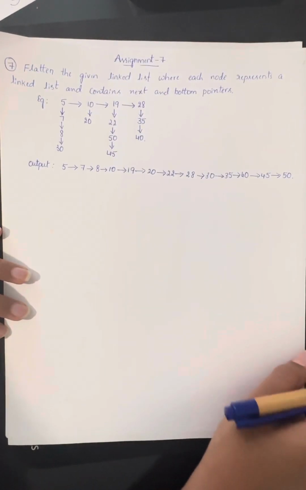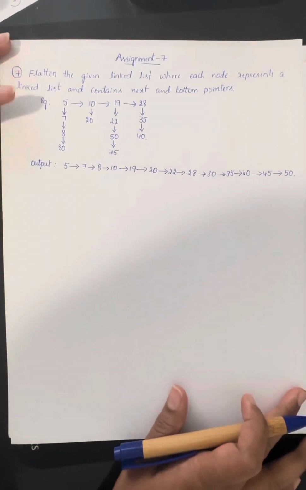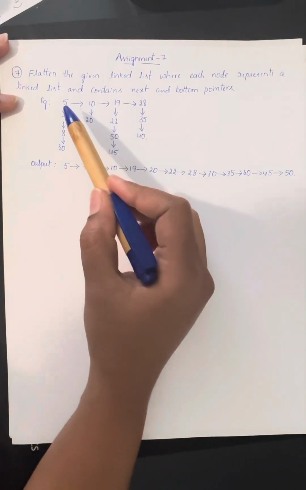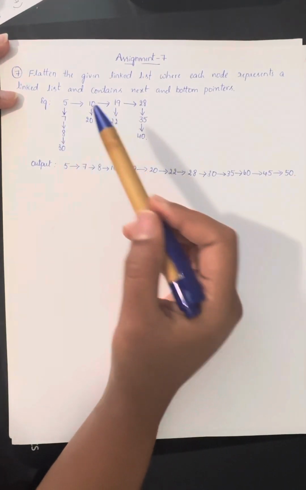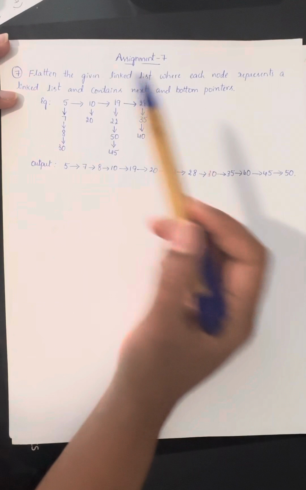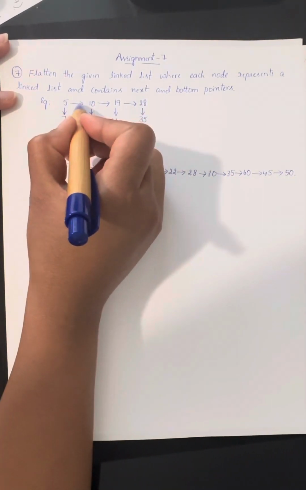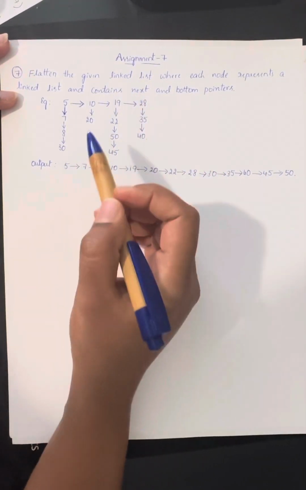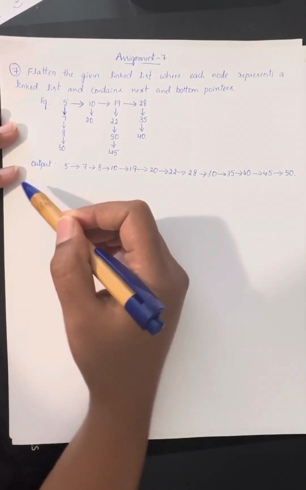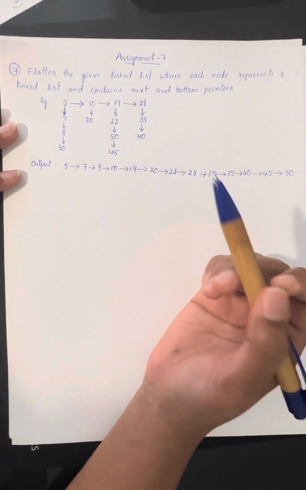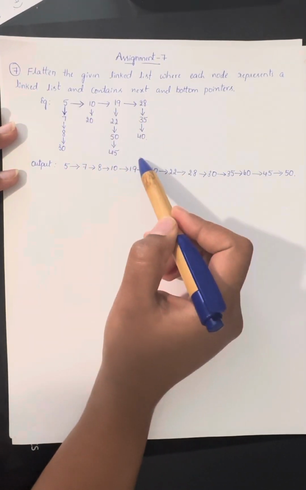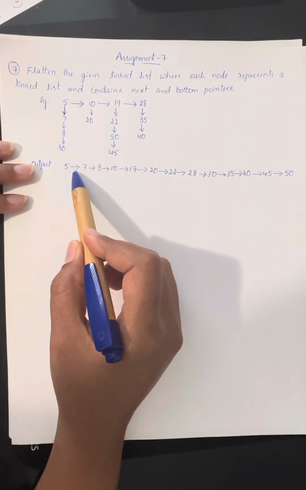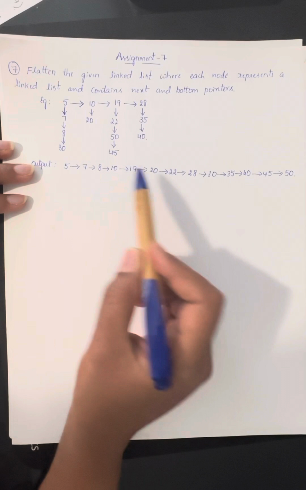This is the seventh problem in assignment 7. Here we are given a multi-level linked list where each node represents a linked list, and each node contains two pointers: a next pointer and a bottom pointer. Our task is to flatten this given multi-level linked list, so that the output becomes flattened and also sorted.